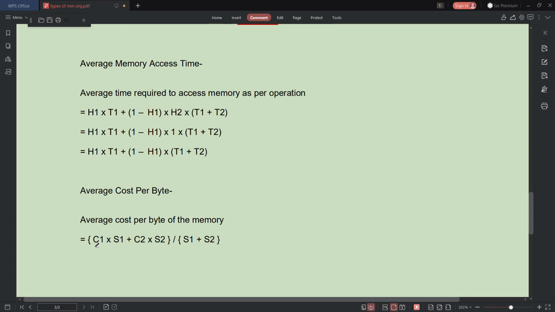And the performance of simultaneous access memory organization is better than that of hierarchical access memory organization. But the implementation of simultaneous access memory organization is quite complex. So that's it for this video. In next video, we will solve some questions on average memory access time.